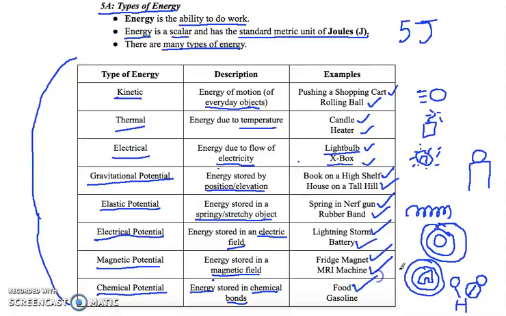So food's a good one. There's a lot of chemical potential energy in food. There's also a lot in gasoline, would be another good example. So those would be examples of chemical potential.